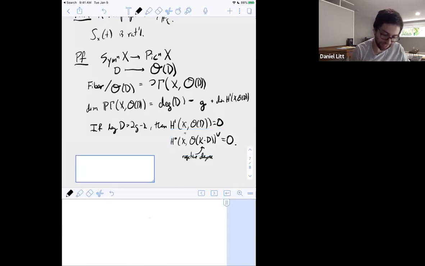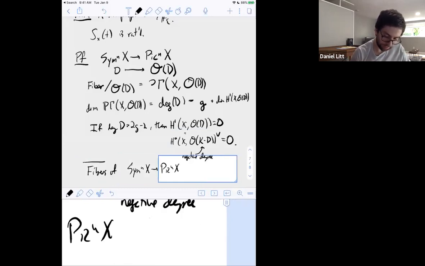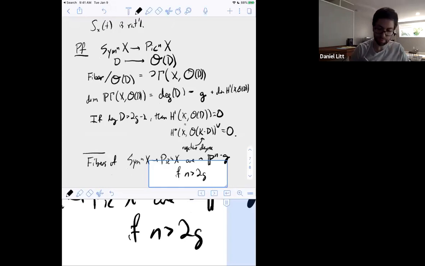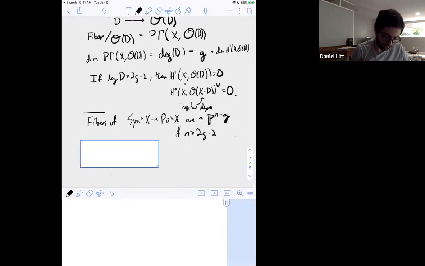Okay, so what that says is that the fibers. So what have we proven so far? So the fibers of this map are isomorphic to P of, I guess, sorry, N is the degree now, right? Of N minus G, if N is greater than 2G minus 2. All right. Okay, and so that's step 1.